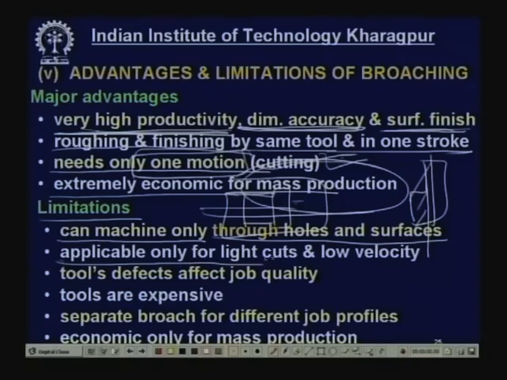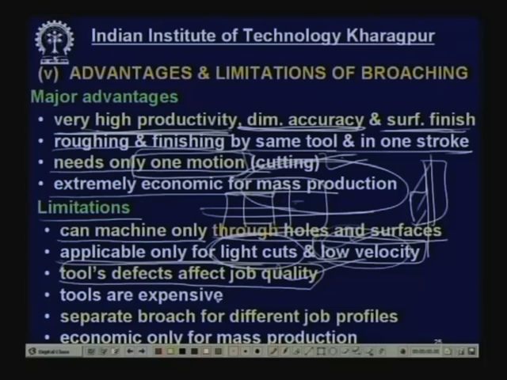Applicable only for light cuts. The cuts cannot be very high, otherwise the tool will break, or there is a chance of buckling and other problems will arise. And velocity is normally low, because usually it is a slender rod type cutter, and the tool is either in tension or in compression. Tool defects affect job quality, because broaching is a forming process.